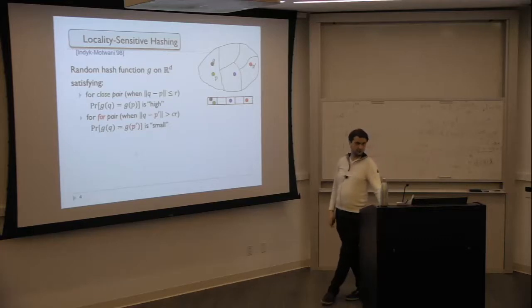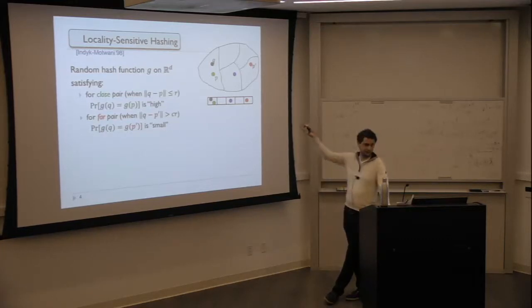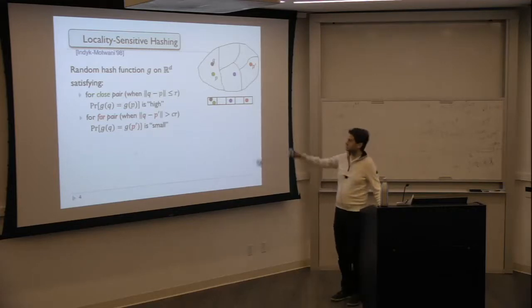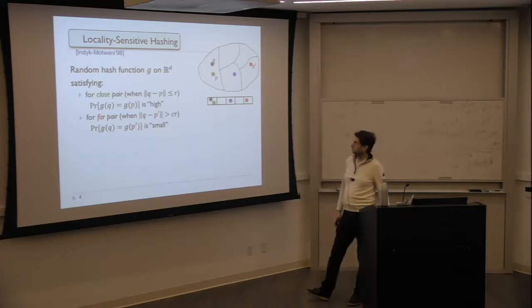Very simple. The space is linear in n, because there are only n points, so this is how much space we'll need in total. And the query time is essentially a constant, modulo computing this hash function of the point Q. It's just a lookup.